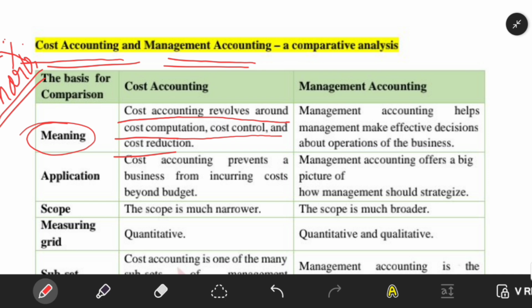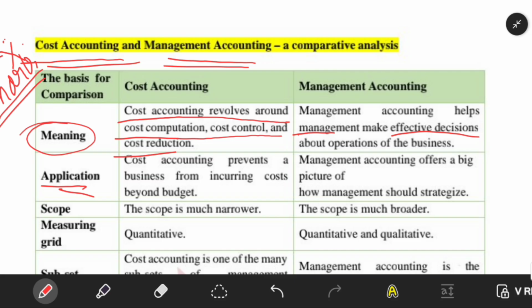It helps to find out how much it costs to produce a good or service. It records material, labor and overhead cost. Whereas management accounting is broader. It helps the management to take important decisions and it includes cost data, financial data and even forecast or non-financial data.